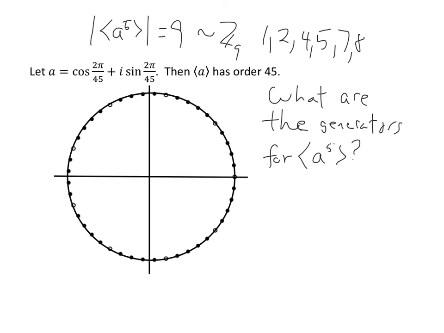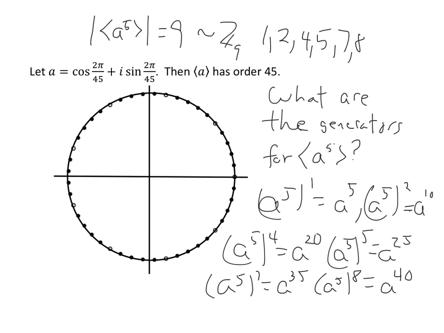So what we're going to do is raise A to the 5th to each of those powers. So we'd have A to the 5th to the 1st, which is A to the 5th, A to the 5th squared, or A to the 10th, as his friends call him. We could also then have A to the 5th to the 4th, which is A to the 20th, A to the 5th to the 5th, A to the 25th, to the 7th, which is A to the 35th, and to the 8th, which is A to the 40th. Compare that with your answers when we looked at the cyclic subgroup generated by 5 in the group Z sub 45.